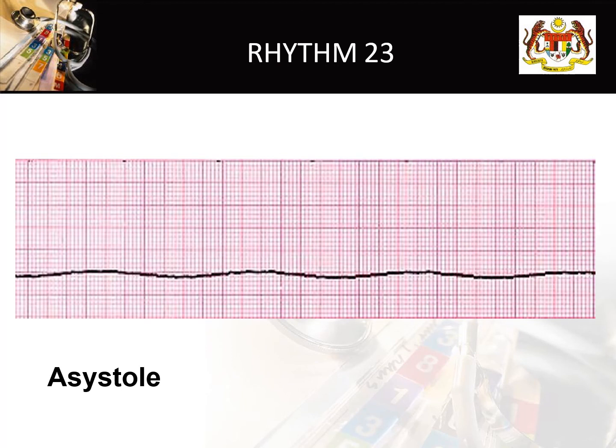Okay, this is the last rhythm. This is asystole. You cannot see any electrical cardiac activity. Either the patient is truly pulseless, or you need to check all the equipment, whether the cardiac monitor is properly attached to the patient or not. If all the equipment checks out correct, then of course the patient is in asystole, with no pulse.